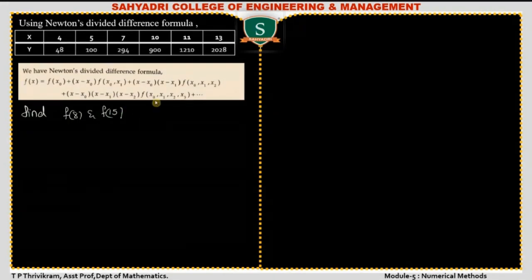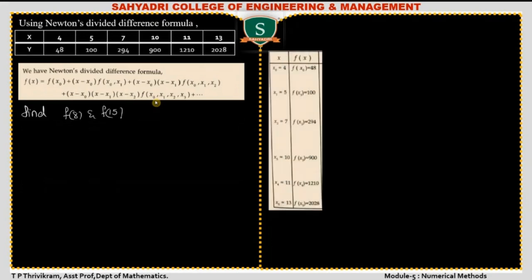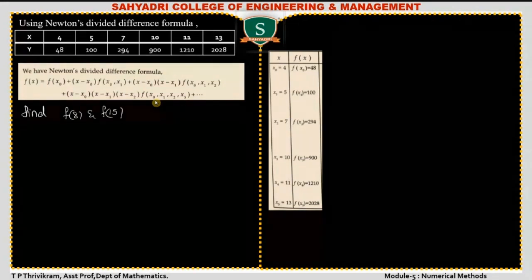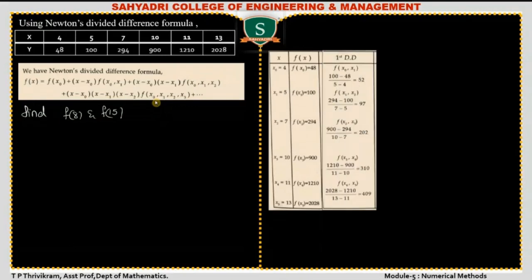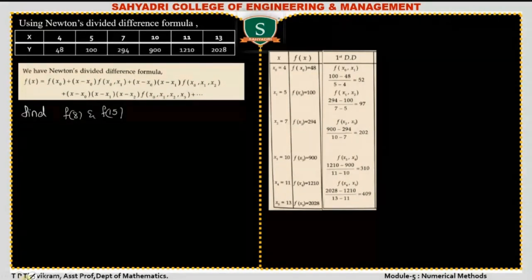Okay. So the first stage is to write the table. The first column should be x values, the second column should be y values, or function of x values. Okay, I have written it like this. Next, form the differences. So the first order difference is this.